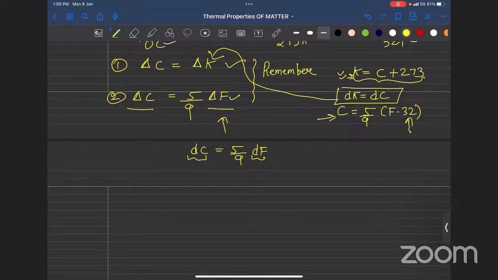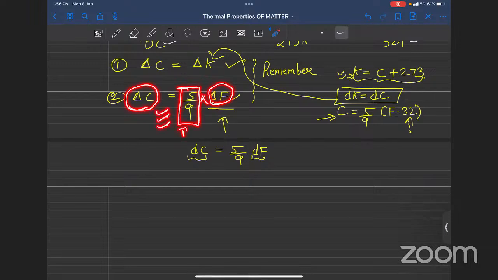So basically we are having two equations. Equation number one, delta C is equal to delta K. It stands for the change in Celsius scale is equal to change in Kelvin scale. And here the change in Celsius scale is equal to change in Fahrenheit multiplied by 5 upon 9. You must remember this factor, it's too important. 5 by 9. Okay.